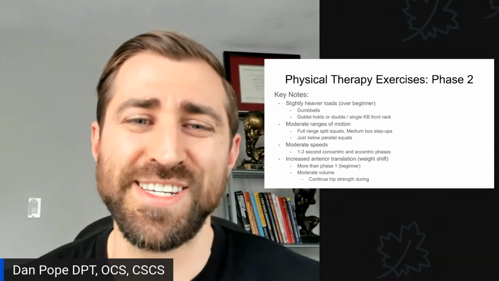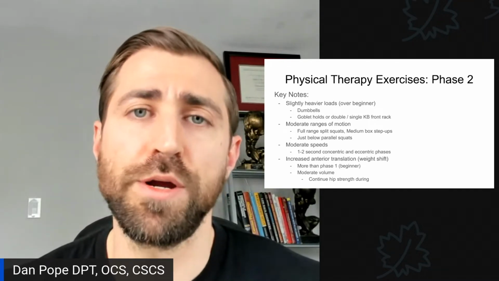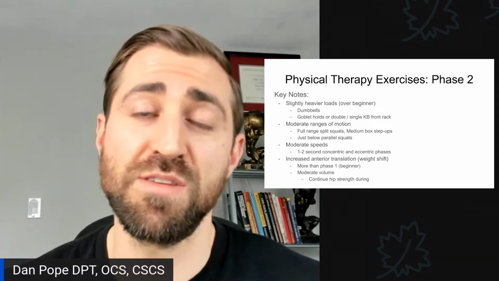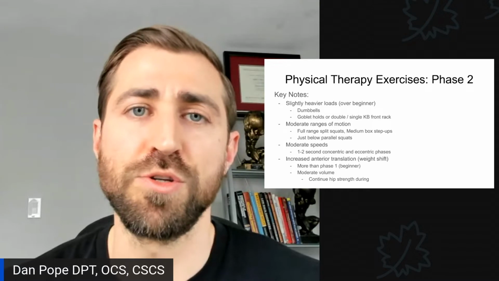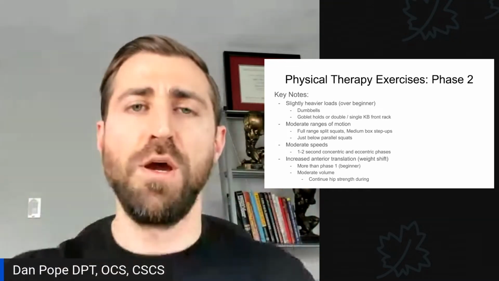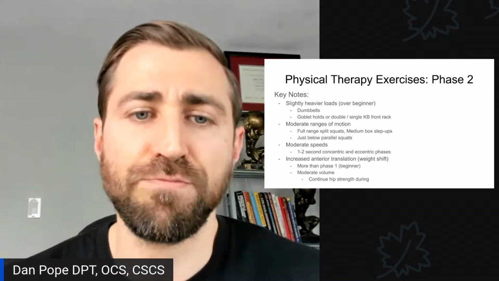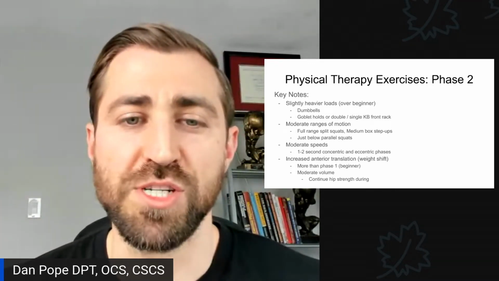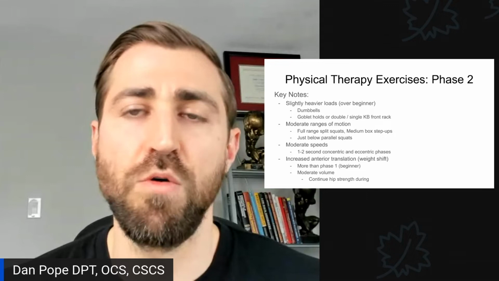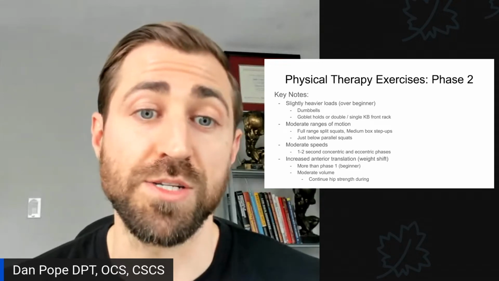So first and foremost, we're using slightly heavier loads. We were working on assisted movements and bodyweight movements in phase 1. Now we're moving on to movements that require dumbbells and maybe goblet holds, so holding a kettlebell up front, just like this, or holding a weight in your hands, right? We're using more moderate ranges of motion. So you'll see full range of motion split squats, medium box step ups over partial ranges and short boxes, right?